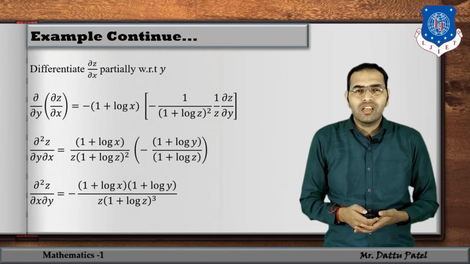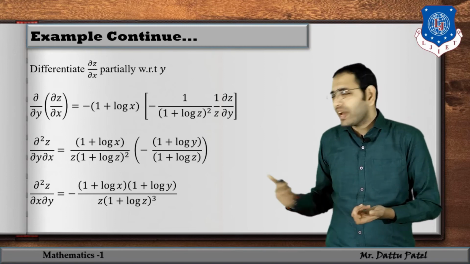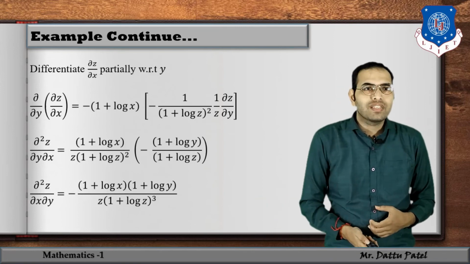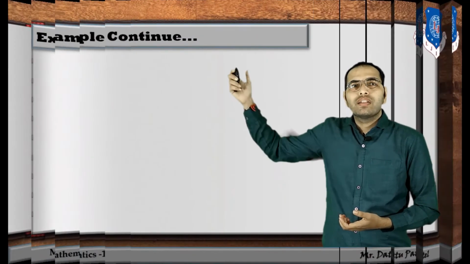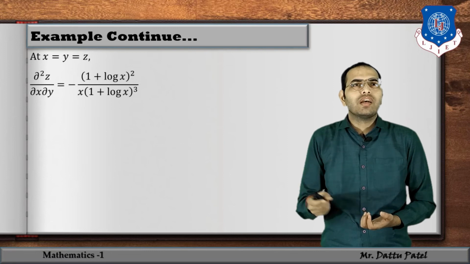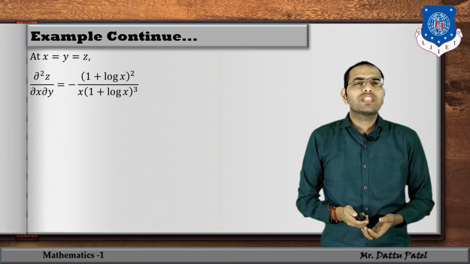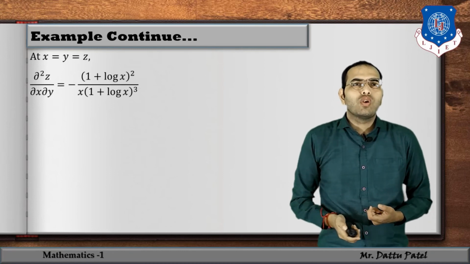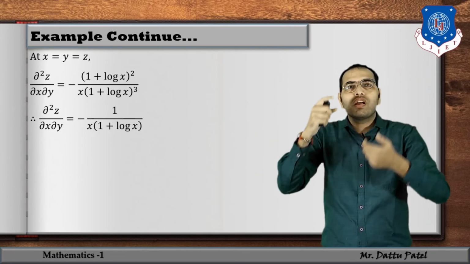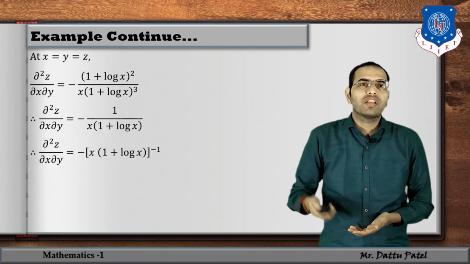Here we have the given condition, as you know, x equal to y equal to z. Substituting this value, converting the equation into a single variable in the form of x, it becomes ∂²z/∂x∂y equal to minus (1 plus log x) whole square upon x into (1 plus log x) whole cube. Here (1 plus log x) whole square cancels out, so it becomes minus 1 upon x (1 plus log x). For this simplification, the denominator portion comes into the numerator, and 1 upon x we can write as x raised to minus 1, so it becomes minus x into (1 plus log x) raised to minus 1.